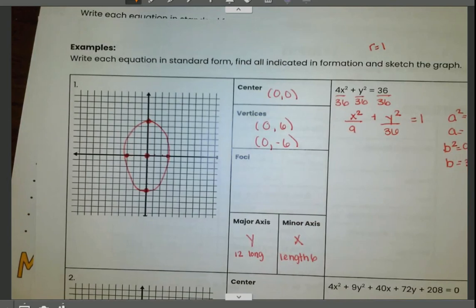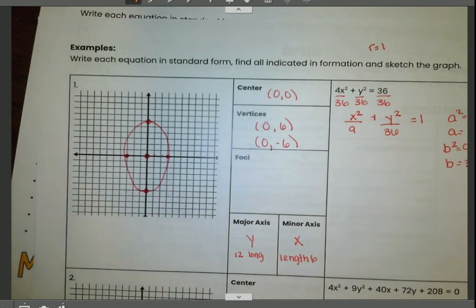I'm going to share out some different graphics of how you can create an ellipse. And one of them is by attaching a string, I believe, and then you have it also connected to the two foci.